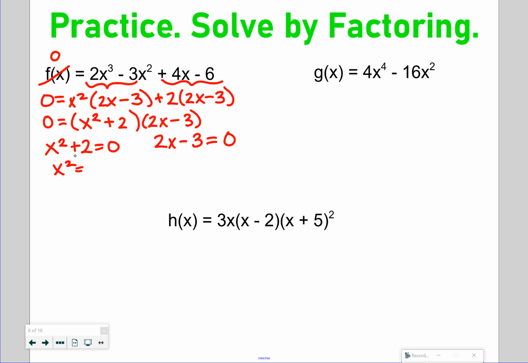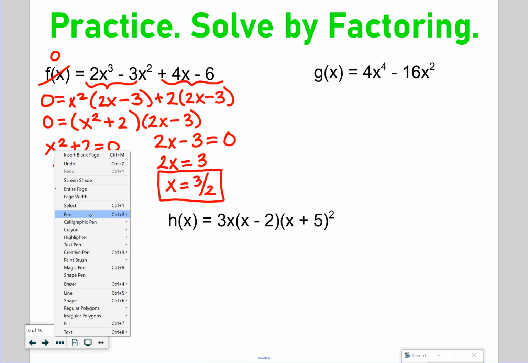If I solve for x squared, I'd have to subtract 2 first. And then if I take the square root of both sides, again, I would be taking the square root of a negative like we saw on the last page. So that piece is going to give me no solution. Now the one on the right, add 3, divide by 2, and that is the only solution to this equation.